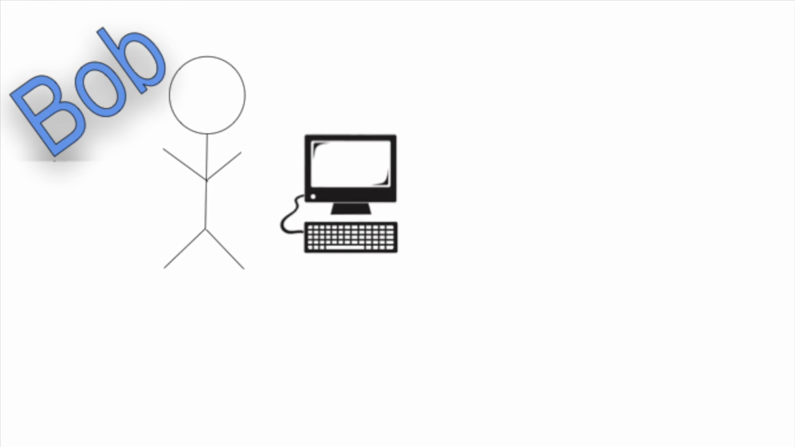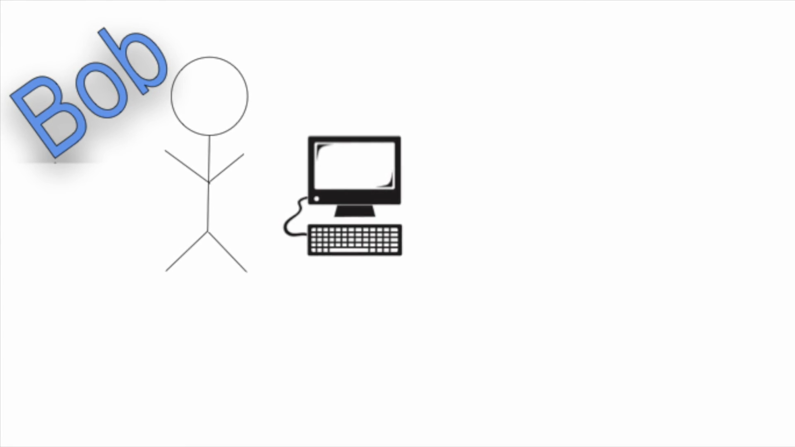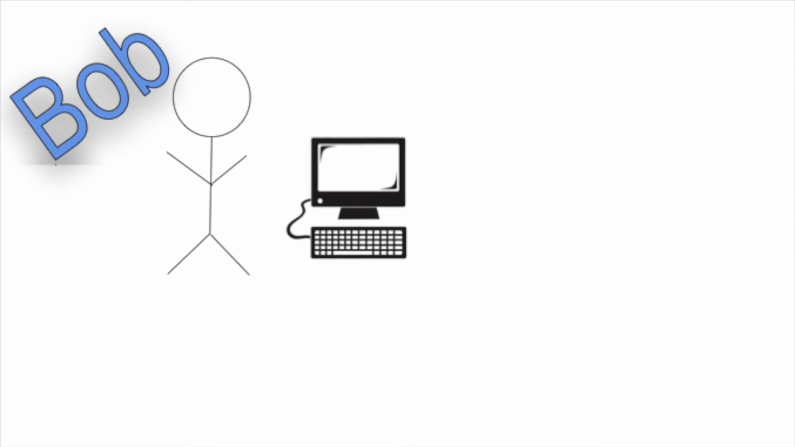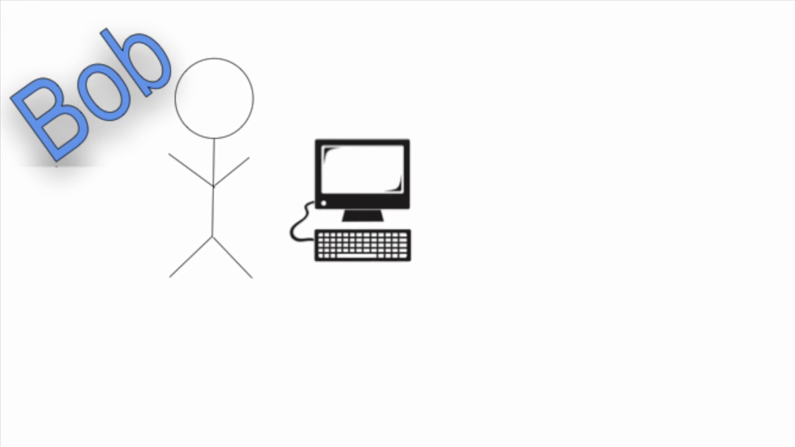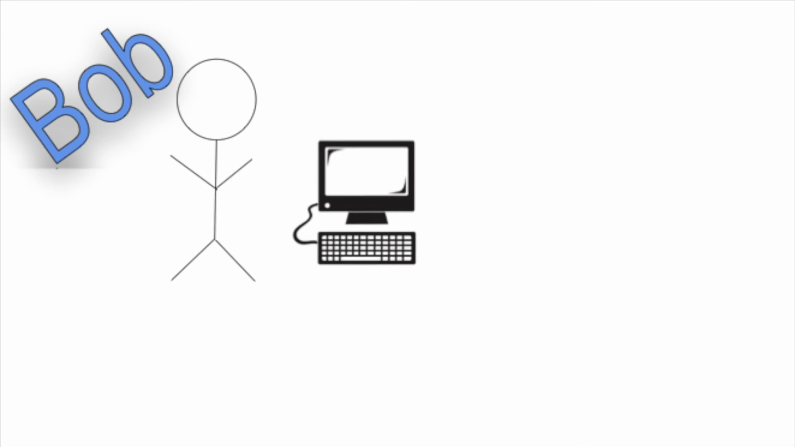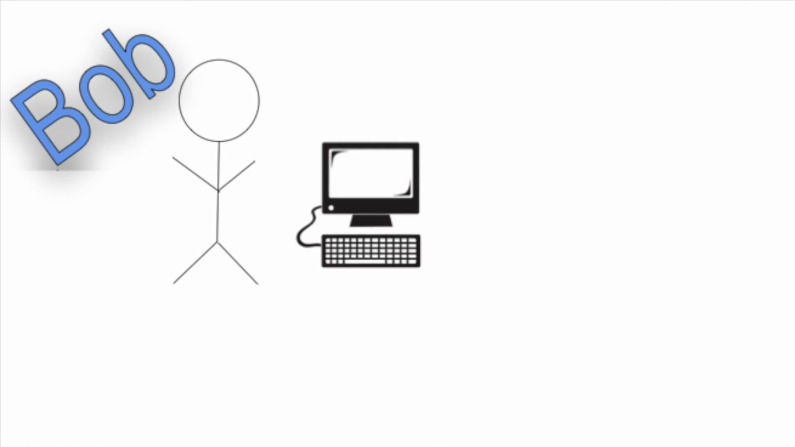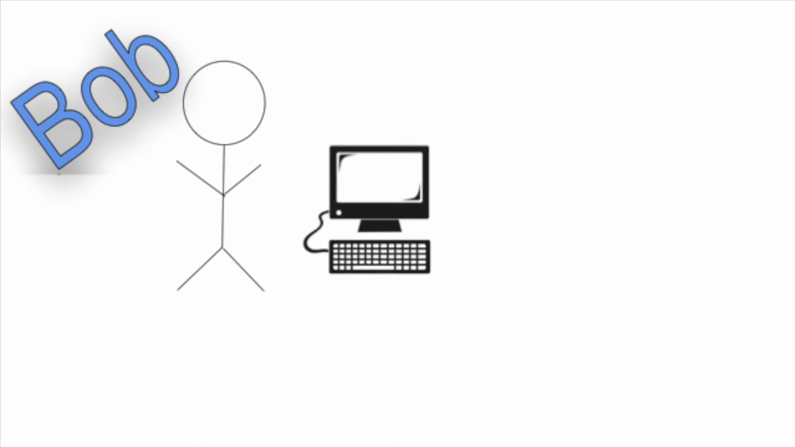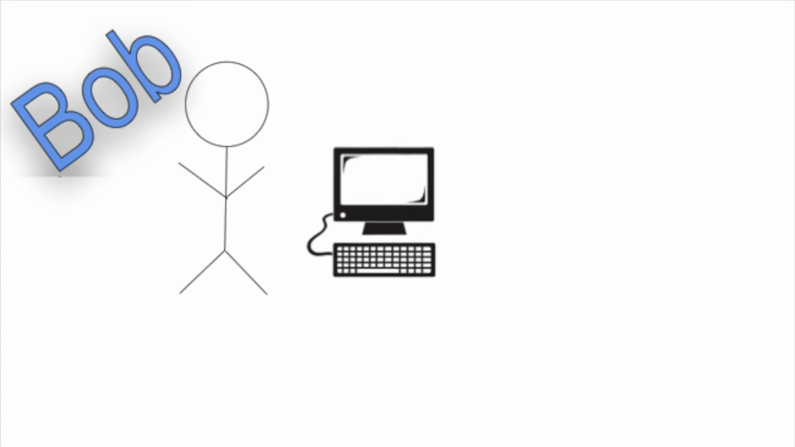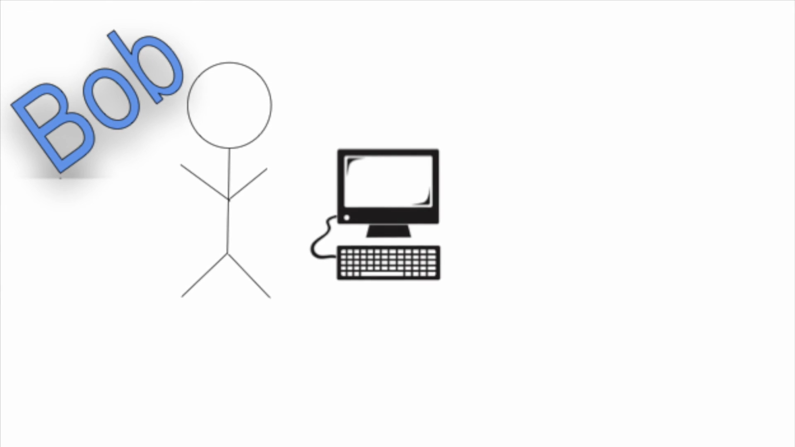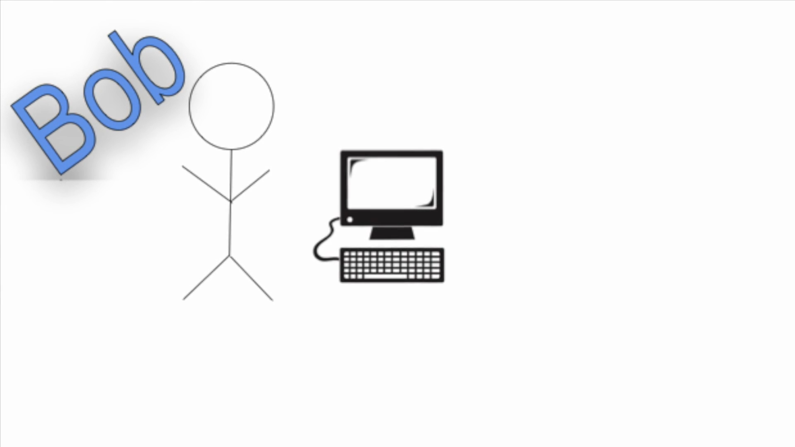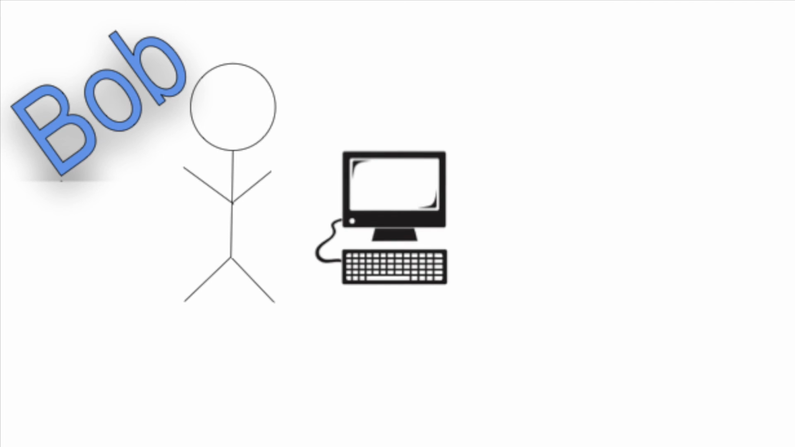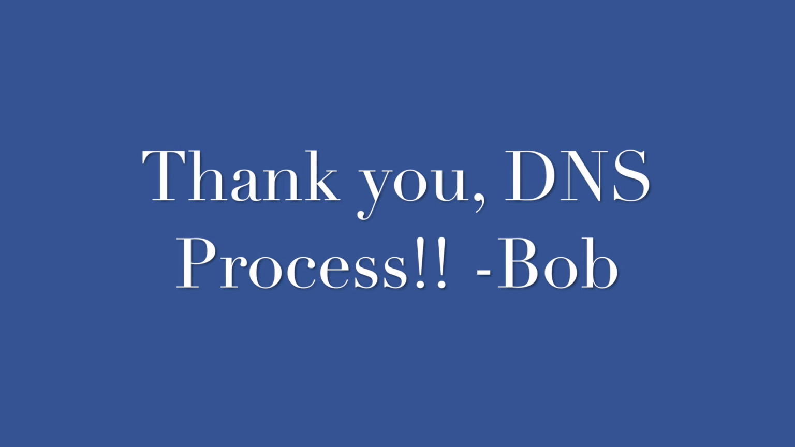In summary, Bob typed an address into his browser. The browser searched for the IP address. When it couldn't find it, it asked the operating system. When the operating system couldn't find it, it asked the ISP's DNS resolver server for the address. The resolver then asked the root name server, TLD server, and authoritative name server for information about the IP address. These three worked together to obtain the full IP address for the site Bob wanted to reach and returned it to the OS, which returned it to the browser. Bob is happy. Thank you, DNS process.